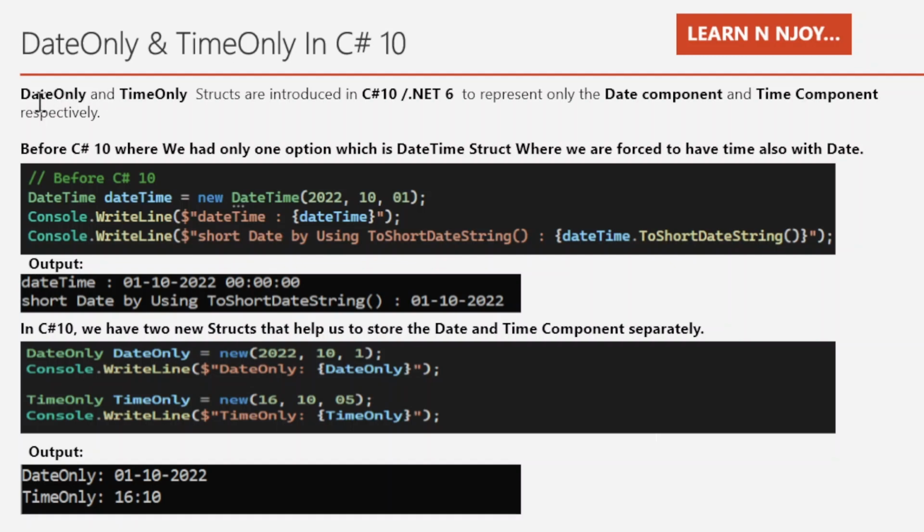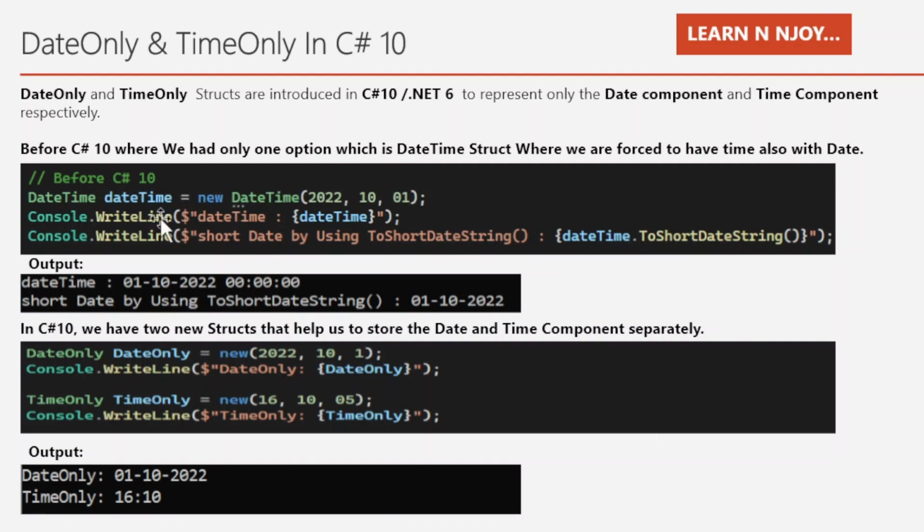So that's what I have written over here. DateOnly and TimeOnly structs are introduced in C# 10 .NET 6 to represent only the date component and time component respectively. So if you see the example shown over here, before C# 10, we need to write something like this. DateTime is equal to new DateTime(2022, 10, 01). Here basically I am passing three parameters to the constructor. The first one is the year, the second one is the month, and the third one is the day, so that it will give us the object of the DateTime.